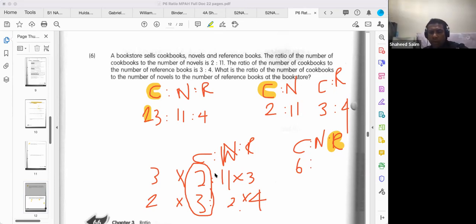Aduh, what do I do? You must also times by 3, right? Times by 3 get 33. And then the reference now. Reference you times by 2, right? Times by 2. So you get 8. So this is it. 6 to 33 to 8. Are you confused? Confused. Okay, so we go one by one.